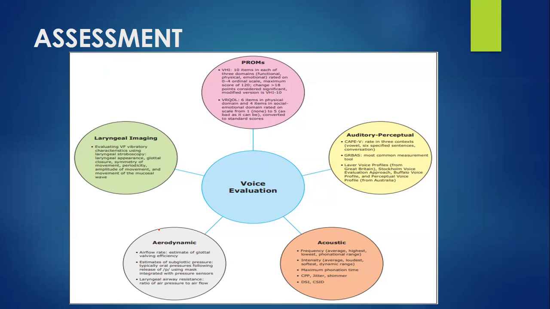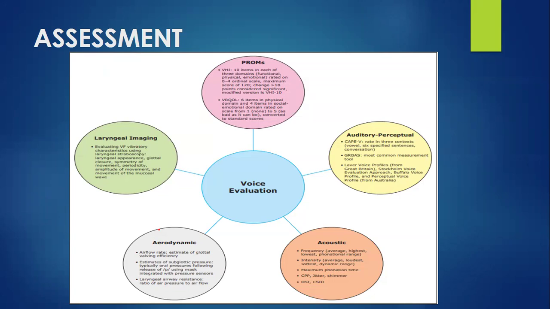Acoustic measures. So you want to know what fundamental frequency is, and fundamental frequency is just a person's pitch. Perceptually, we call fundamental frequency pitch. Then there's intensity, and intensity is what we perceive as loudness. And there, you're also interested in the maximum phonation time, which is the maximum amount of time when a person can hold or sustain a vowel.